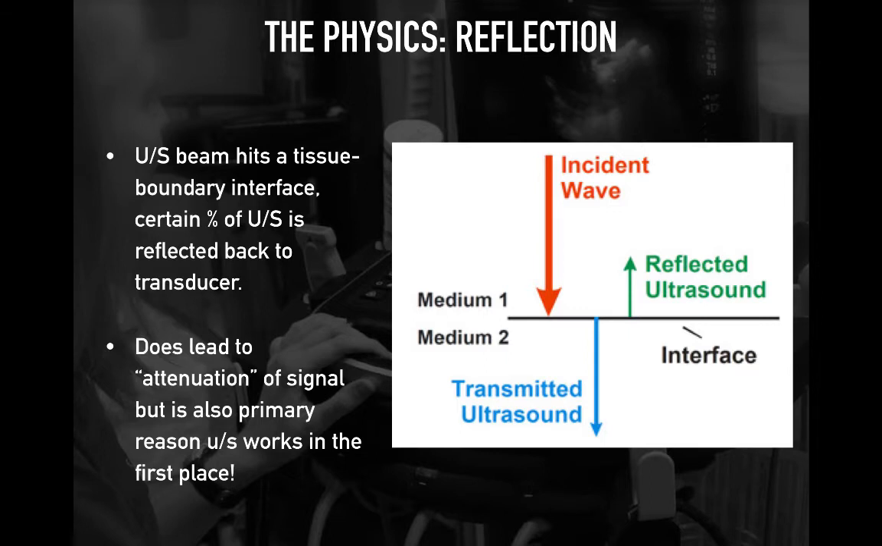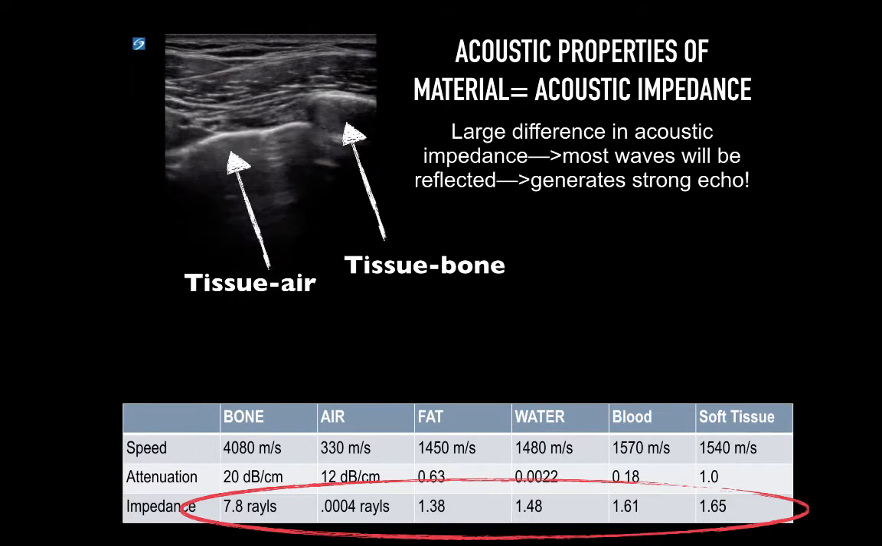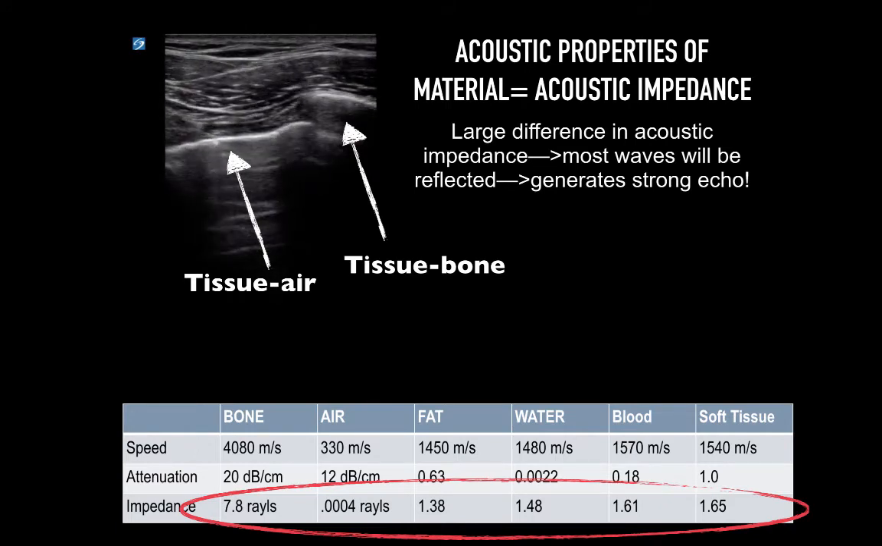Although we refer to reflection as one method of attenuation, it is often viewed separately as technically it is the primary reason ultrasound works in the first place. We highlighted earlier that materials have a property of acoustic impedance. This is defined by the medium's stiffness and density. When there's a large difference in acoustic impedance, like tissue and air, or aerated alveoli, few waves will cross the boundary and most will be reflected and/or scattered.